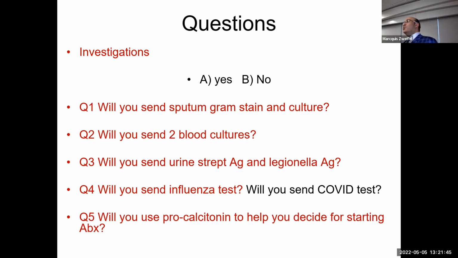Okay, yes or no? Raise your hand if yes. Don't raise your hand if no, but please raise your hand if you want to say yes. I don't want everybody to say no. So interact. Nothing is wrong. Will you send sputum gram stain and culture for this patient? A lot of yes, maybe 1 or 2 no. Okay. Will you send 2 blood cultures for this patient? Nearly everybody is yes. Okay, great. Will you send urine strep antigen and Legionella antigen for this patient? Looks like a lot of yes. Will you send influenza test?